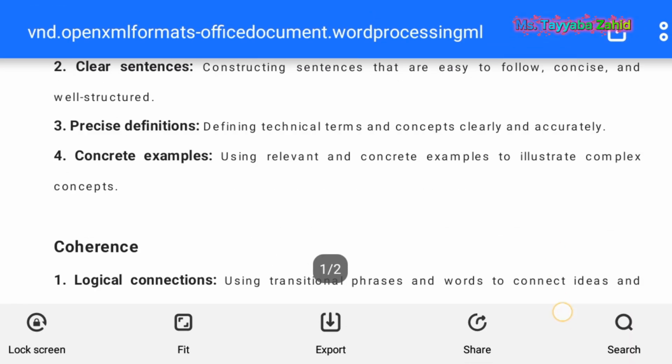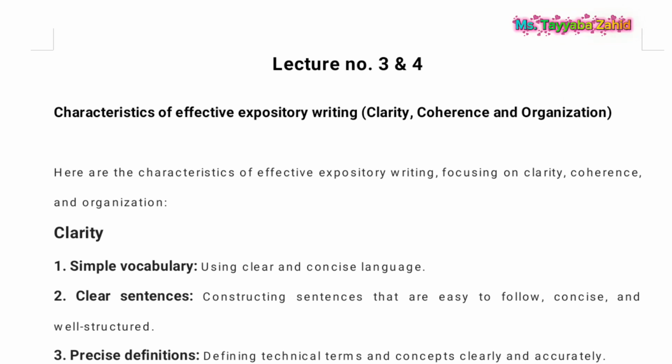Okay, so that's all about lecture number 3 and 4 of expository writing, which is titled characteristics of expository writing: clarity, coherence, and organization. It means that first of all you should be clear about your topic, then you have to provide your ideas, your topic, in a sequenced way, in a coherent way, in a mannered way. And the last one is the organization. Organization means to set up or organize your ideas in a well-mannered way.